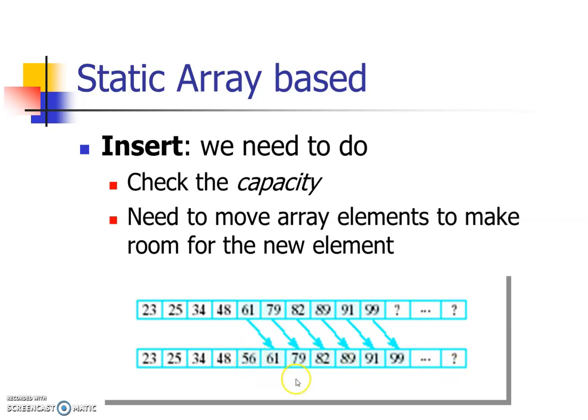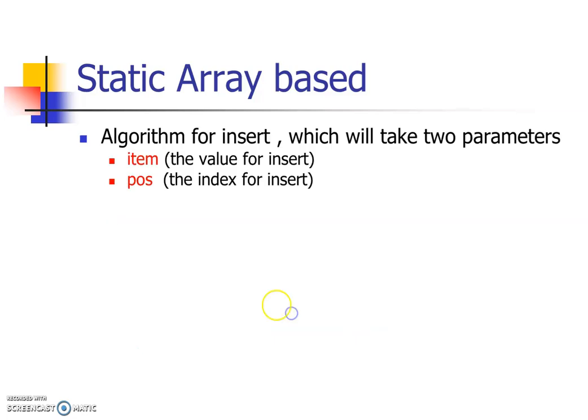Of course, the best case scenario is that you want to insert something at the end, and therefore no shift is necessary. However, if we look at the average case, we need to shift about half of the n items, and after dropping constants in the big O notation, you know this is going to be a big O of n operation. So let's take a look at the code.